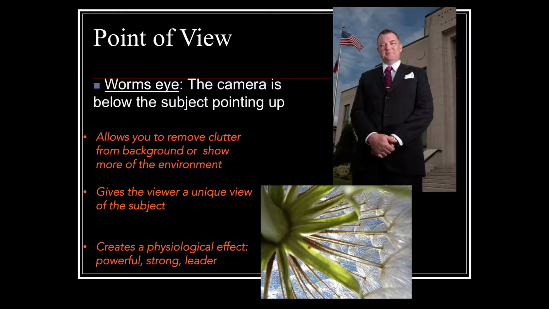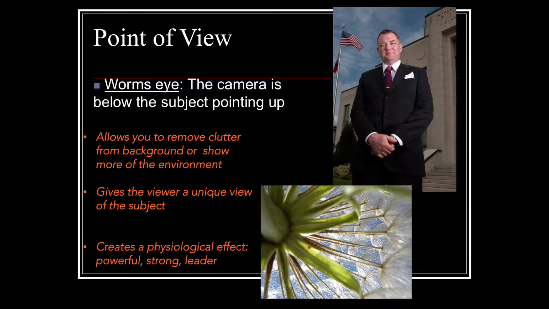The next point of view is worm's eye. So you're on a low point and the camera is pointing up at the subject. Again, it allows you to remove clutter and to show the background in a different view. Like you see this man here, it allows you to include the flag and the building in a way that maybe tells more of a story. It also gives the viewer a unique view of the subject. Here is a picture that a student took of a dandelion, and you can see that they got underneath the dandelion, and that's not a view we normally get to see of a dandelion, so it's really unique.